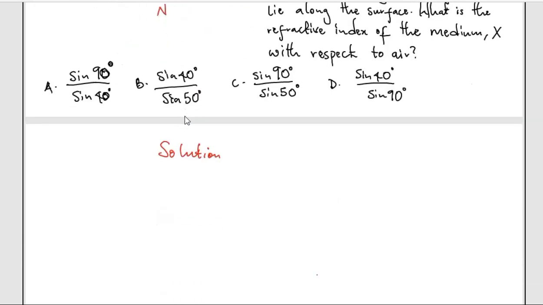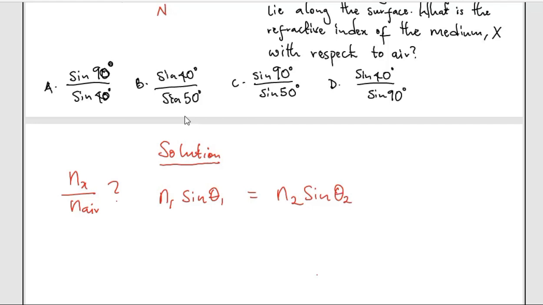So what they're asking for is what? The refractive index of X with respect to what? Air. This is what they are asking for. So how do we go about it? First of all, according to Snell's law, N1 sine theta 1 is equal to N2 sine theta 2. Once you have this formula in your head, you can solve any question on Snell's law.